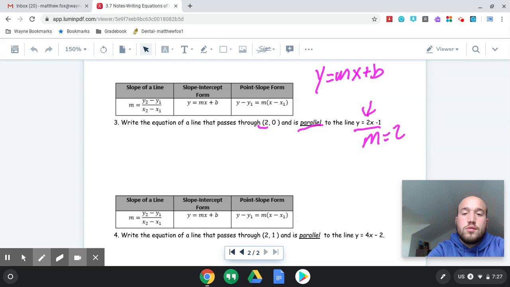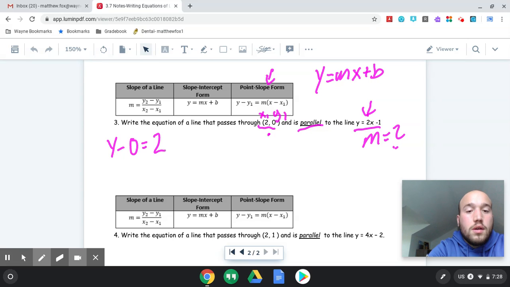Now it tells us it passes through this point. So once again, let's label that our x1 and our y1. We're going to plug it into this formula because at this point we have a point right here and we have a slope because it's parallel. Remember, I keep emphasizing this, if they're parallel, they have to have the same slope. So we're going to plug all these values into the point-slope form. So y minus 0 equals, our slope is 2, parentheses x minus x1, which here was 2.